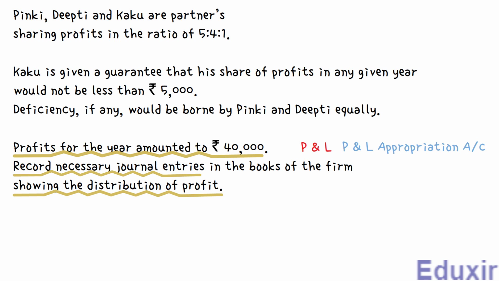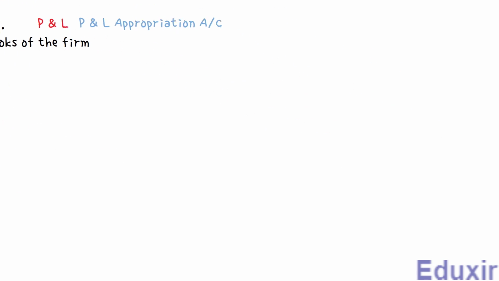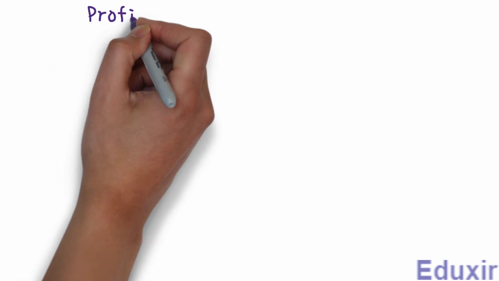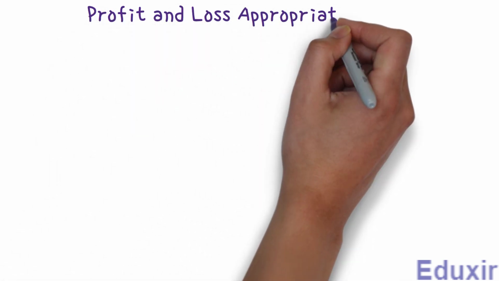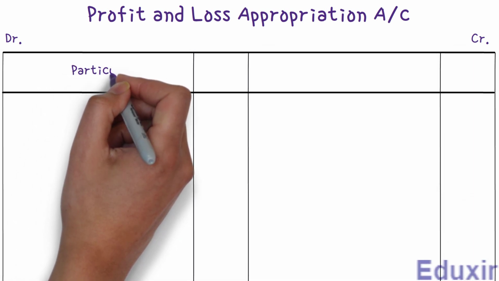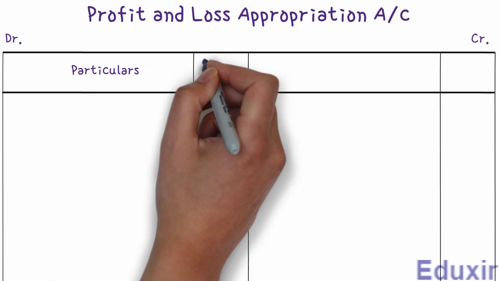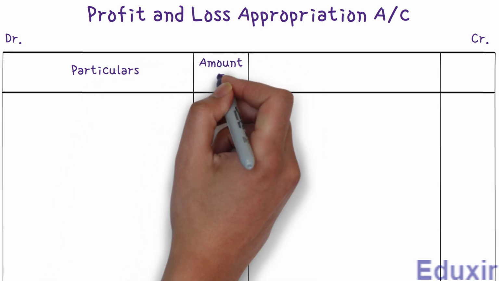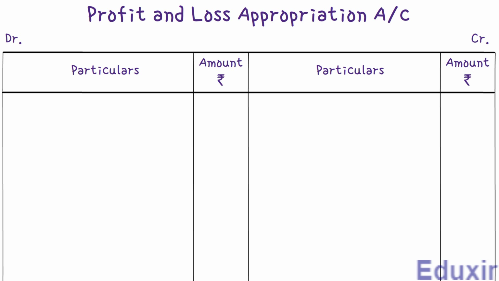But first, let's prepare the format of the profit and loss appropriation account as it is not yet prepared. Let's first write the title as profit and loss appropriation account. Let's then write the headers DR and CR to designate the debit and credit sides respectively. Let's now have the individual columns for particulars and amount in rupees on the debit side. Let's have the same columns on the credit side also.